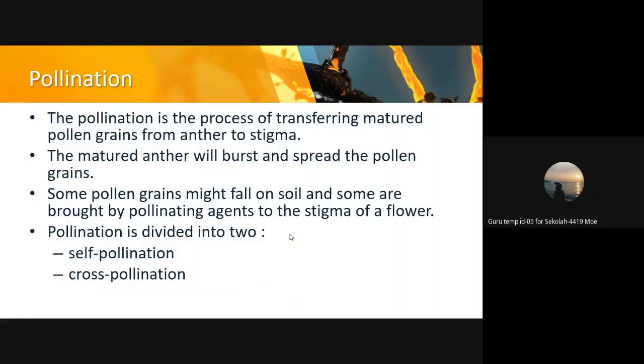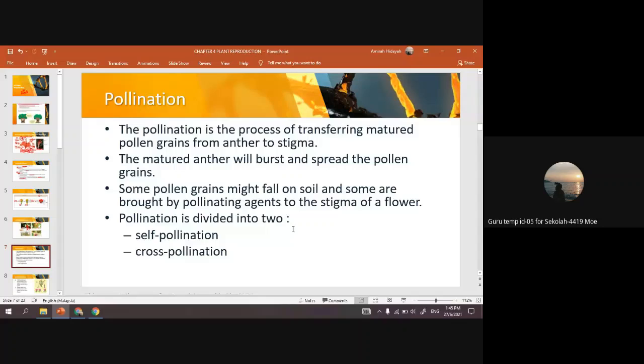Okay, so this is pollination. Maybe some of you wonder how pollen grain is transferred from anther to stigma. Remember the function of stigma is to receive pollen grains, right? So how does the transfer process happen from anther to stigma? We will learn about this tomorrow.